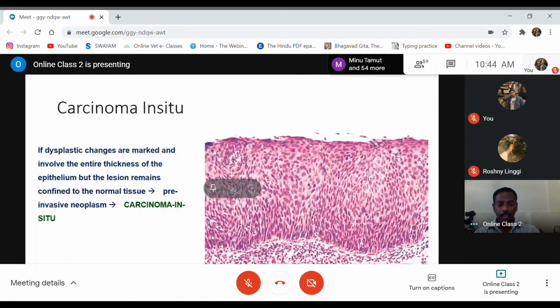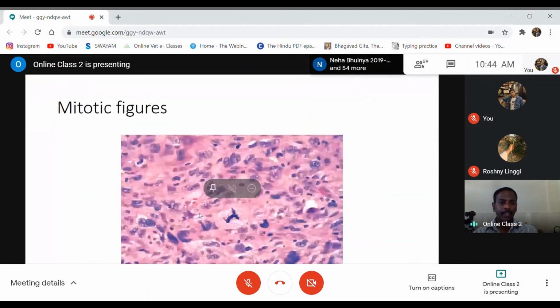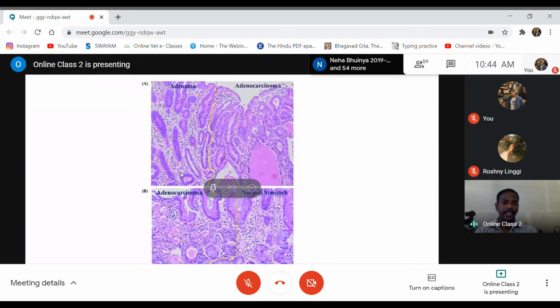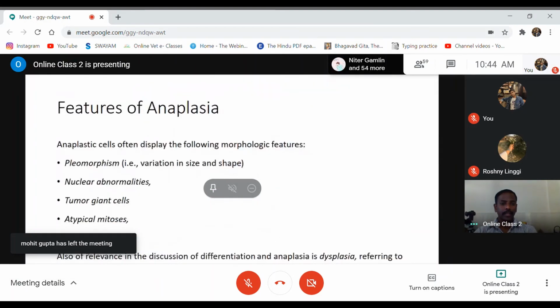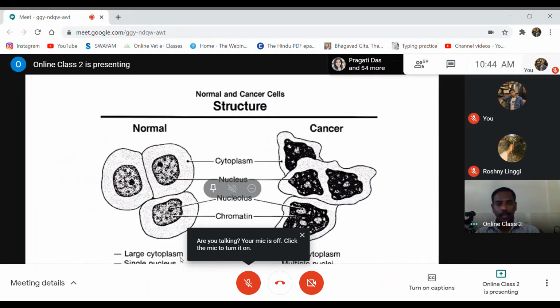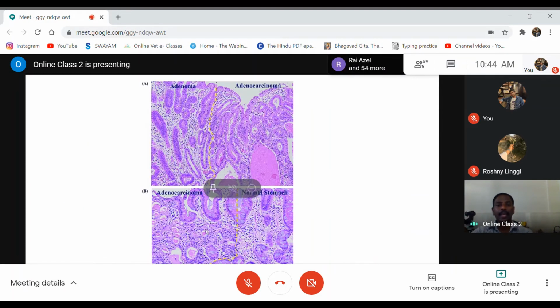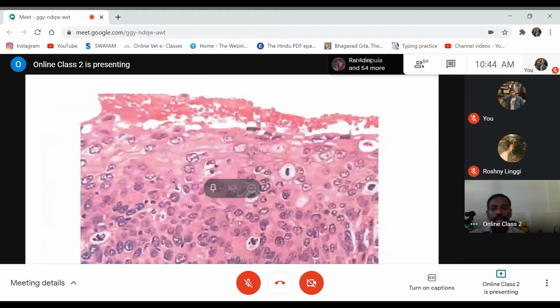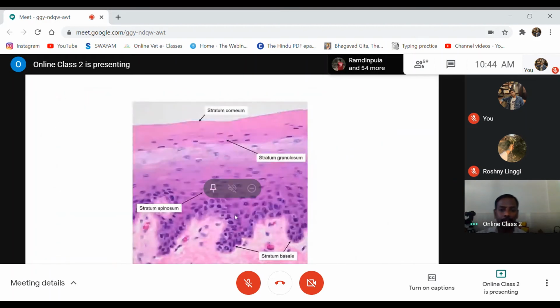So this is another feature you find: dysplasia, or loss of polarity, which we normally denote as dysplasia. So it is a disorderly growth. There is no orderly growth. So these are some of the important features you can find in anaplasia, anaplastic features.